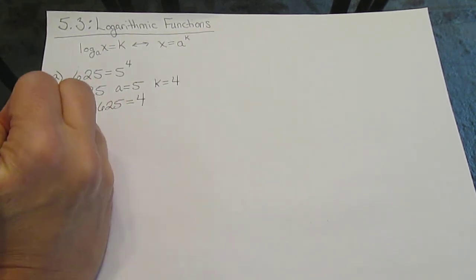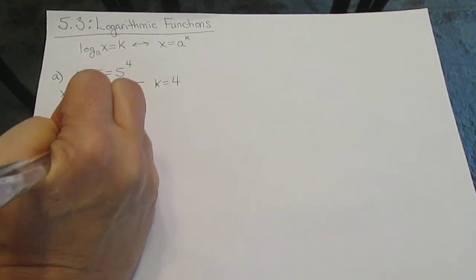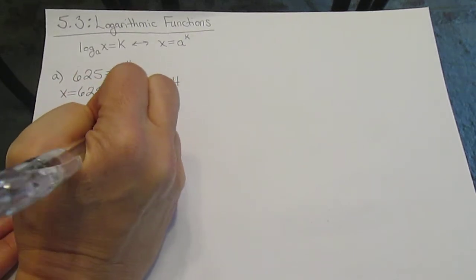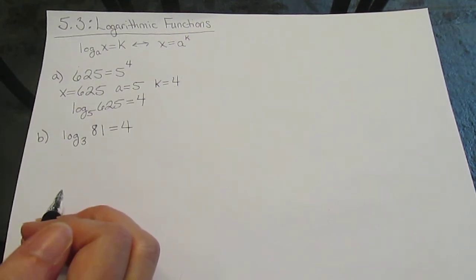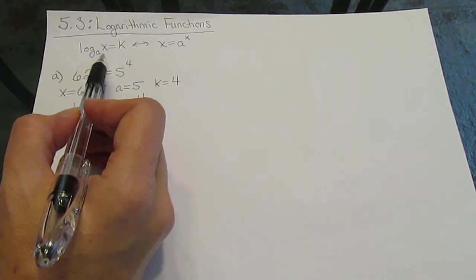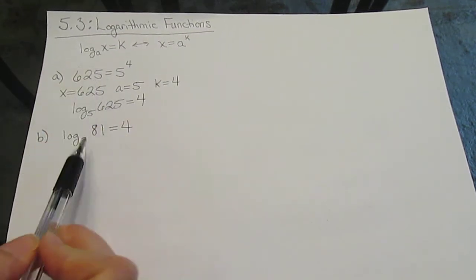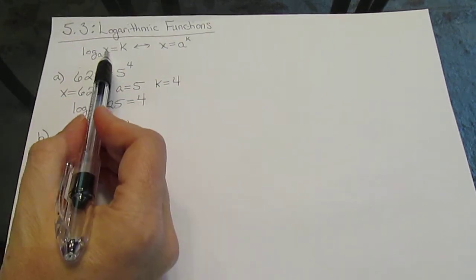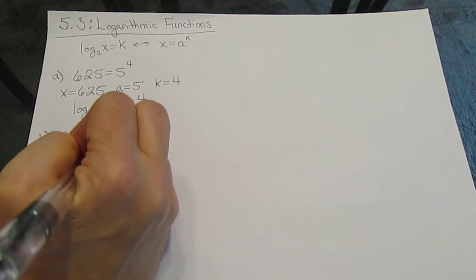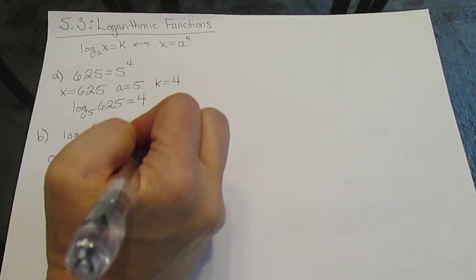Let's go the other direction. So part B, they gave me log base 3 of 81 equals 4. Okay, now they gave us the problem in logarithmic form, and they want us to change it to exponential form. Okay, so again, now look at your logarithmic form and label all of the pieces. So we can see that the a is 3, the x is the 81, and the k is 4.